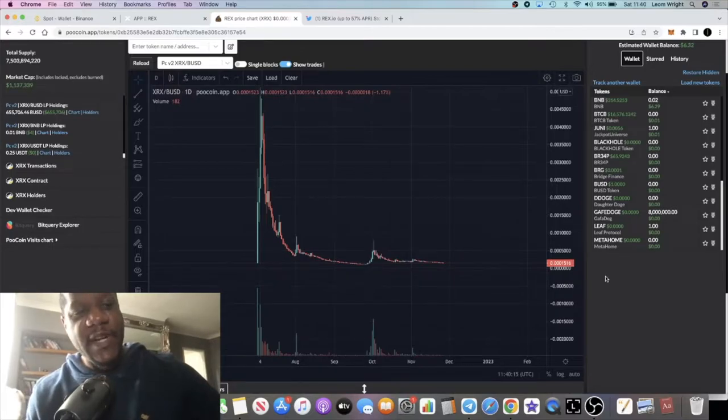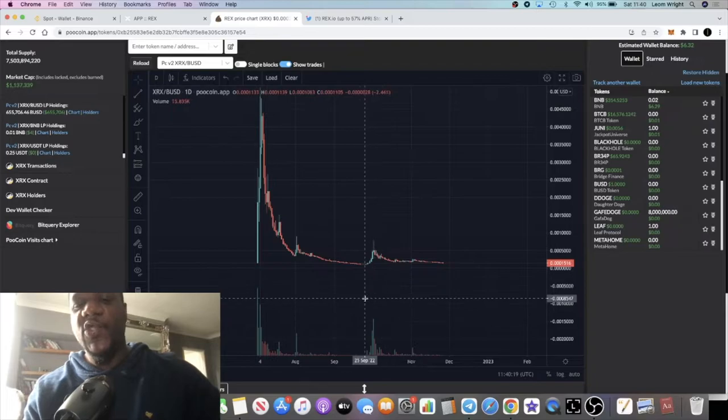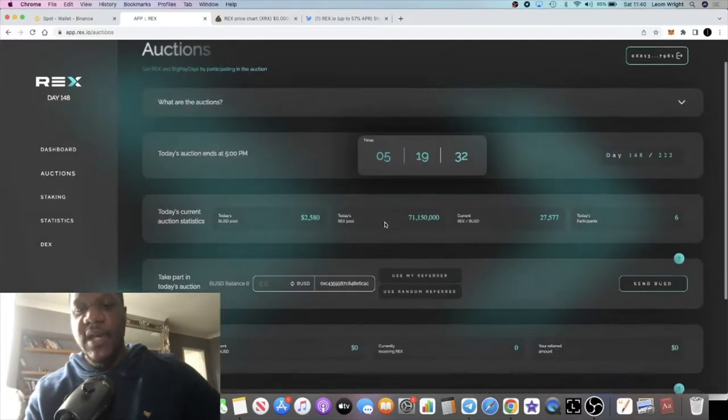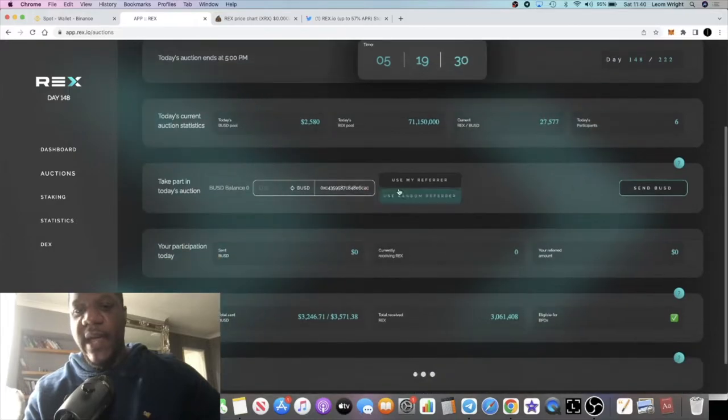Remember, none of this is financial advice. Do your own research. Don't risk more than what you can afford to lose. My recommended strategy is not buying it on the open market right now, rather going into the auctions. And when you go into the auctions, you're going to be able to get a bigger bag than what you would buy on the open market, right?